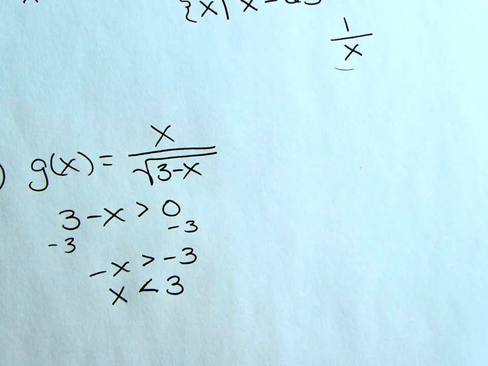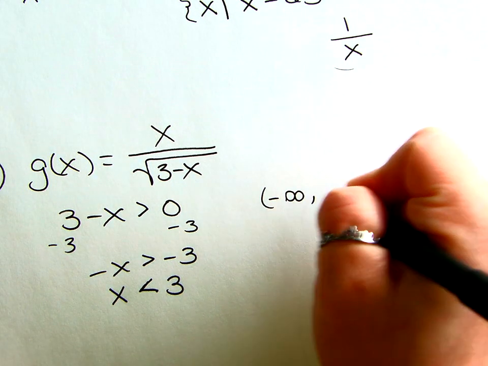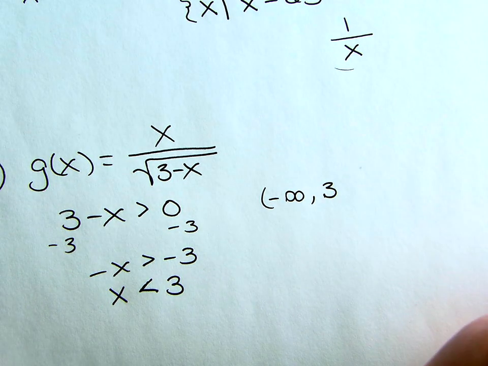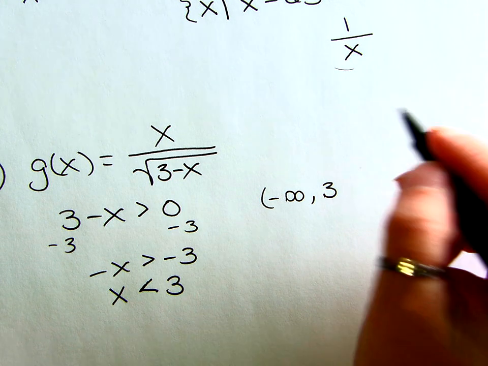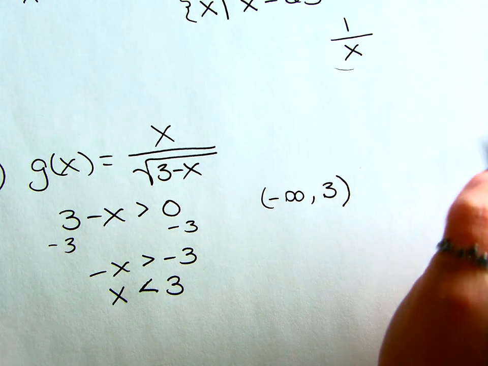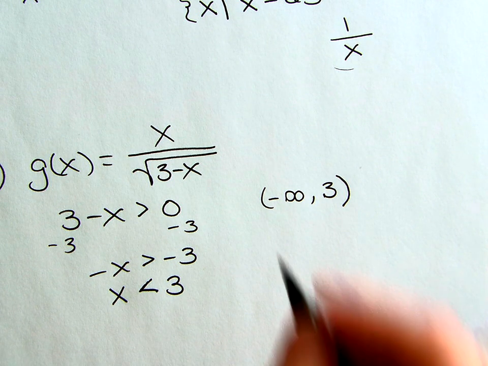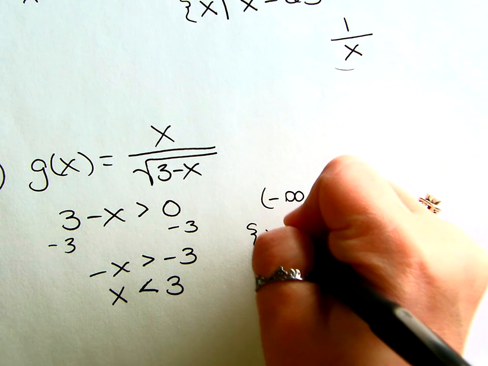So how do we write that as an interval? What kind of symbol do we use on the 3? Parenthesis. We use a parenthesis because it's strictly less than. If it has that equals to, then we do the bracket. And then set builder, we have x such that x is less than 3.